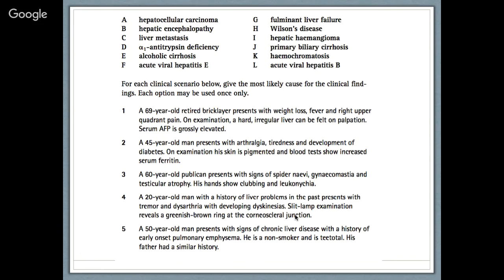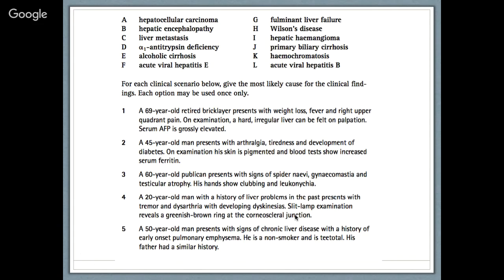A 20-year-old man, history of liver problems in the past, presents with tremor, dysarthria, and developing dyskinesia. Slit lamp reveals a greenish brown ring at the corneoscleral junction. Yeah, and do you know what they're called? Yeah, Kayser-Fleischer rings.